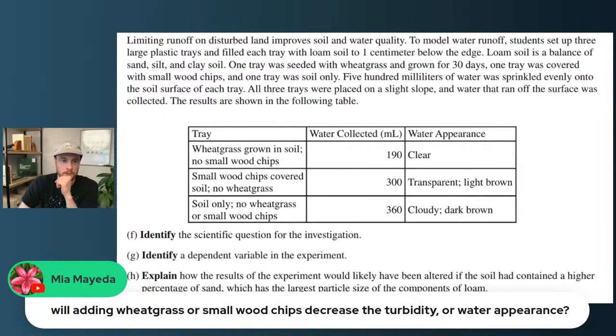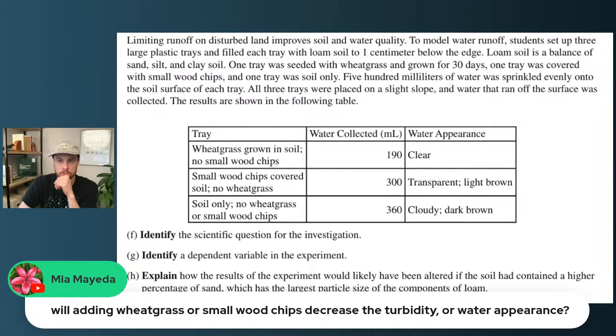Here we go. Will adding wheatgrass or small wood chips decrease the turbidity or water appearance? This is really good, but you'd want to be a little more specific. Will adding wheatgrass or small wood chips to soil decrease the turbidity of runoff? That would be a better way to really link this fully to the question. It's tough. There are a lot of answers that are close, but not quite there on this one.